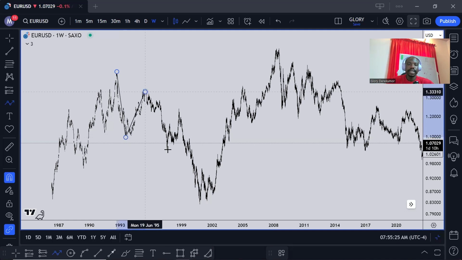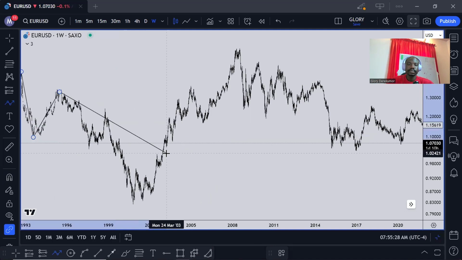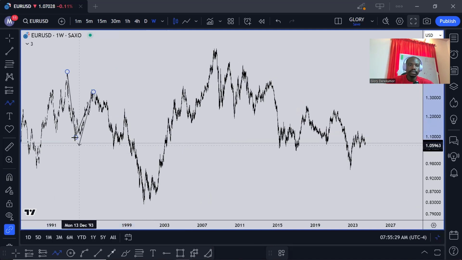From here, we had a clear break of structure here to that low. Pull back to this high here. We had a clear break of this structure to this low here, very minor low there. Oh my God, I really hope you guys can see what I'm doing right now. Then we just have this. So let me zoom in.